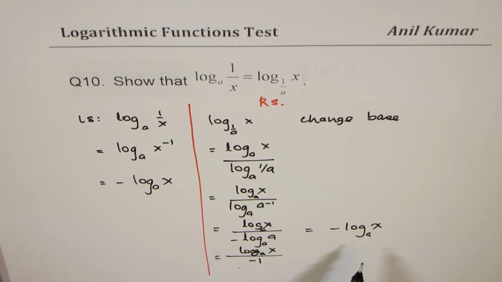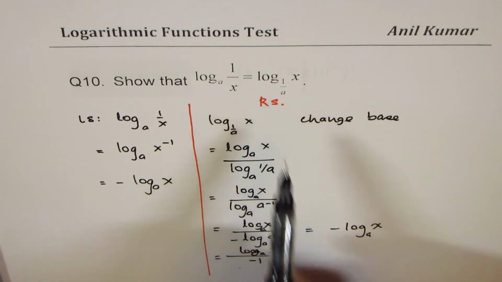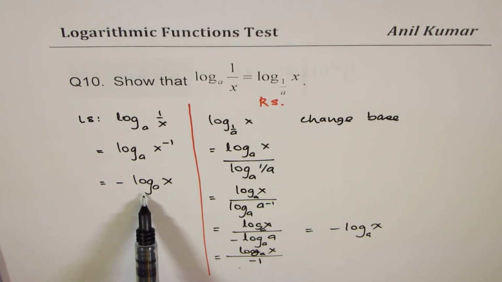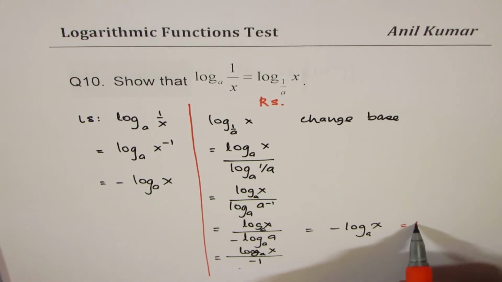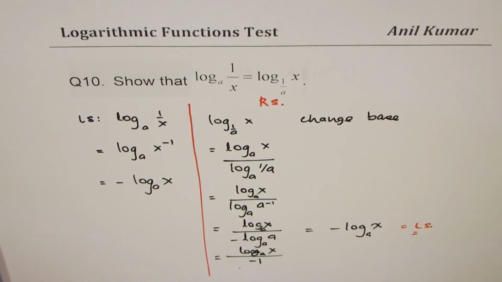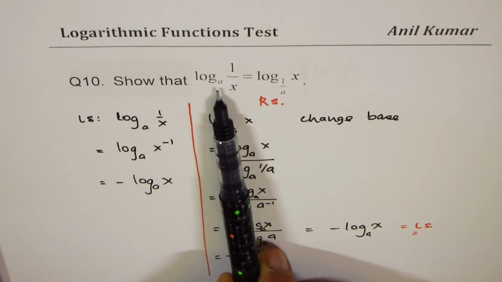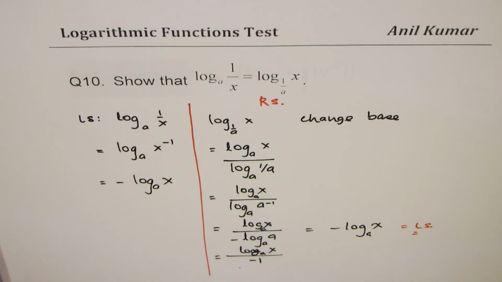So what you notice here is that if you change the base, you can easily show that the left side is equal to the right side, correct? Which is the same as the left side. So that is how you would actually prove that the reciprocal of the base and the reciprocal of the argument are somehow connected, as shown.